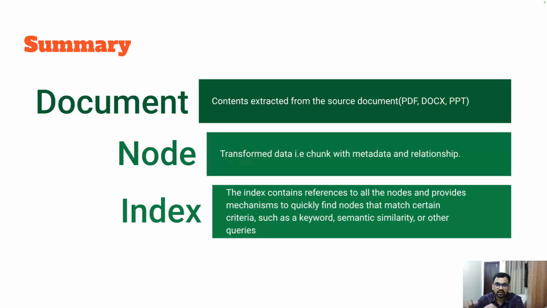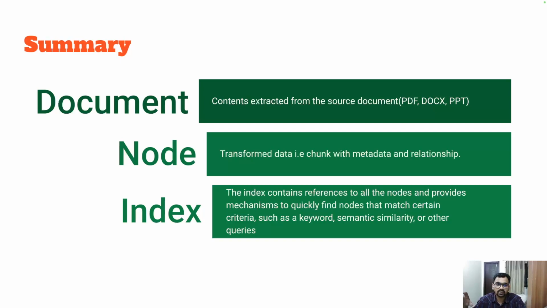Okay, and an index is something which contains references to all the nodes and provides a mechanism to quickly find nodes that match certain criteria such as keyword, semantic similarity, or queries. Meaning the node will be stored in such a way that whenever you ask a query, it will go to those nodes, see the references, and fetch the relevant content for quick retrieval.